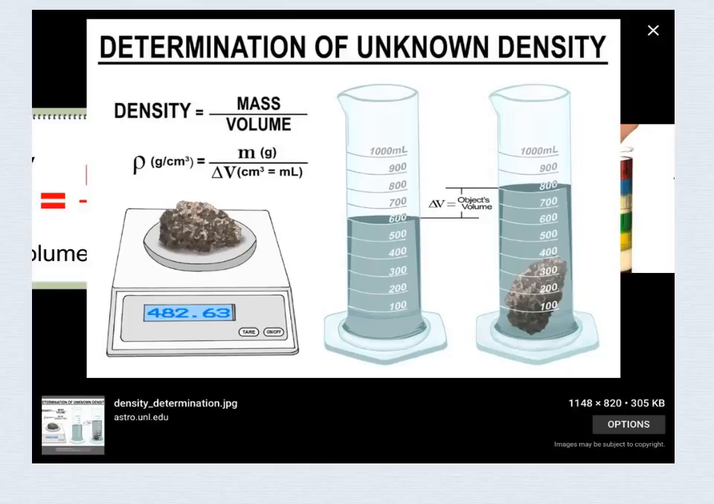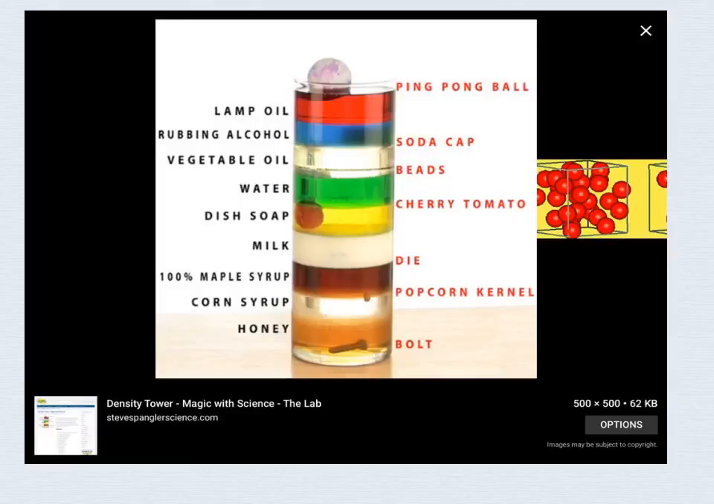On the next slide, I have a picture that shows you an example of how to find the density of something. You'll notice on the left-hand side, the graduated cylinder is around 600 mils. Put the piece of ore in, and the water level rose up by 200 mils. So if you wanted to find the density of this object, put it on a scale, find the mass. The scale picture seems to show 482.63 grams. Divide it by the volume of 200 mils, and you could find the density easily enough. That's a visual I want you to have in your head of how you find the volume of an irregularly shaped object.